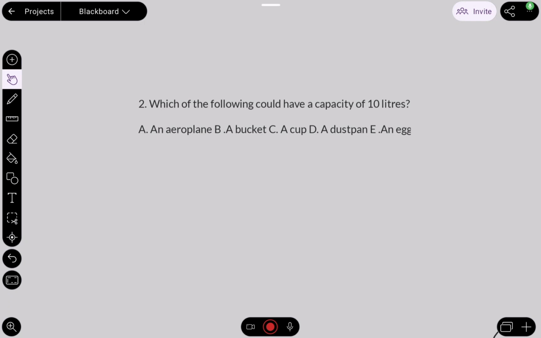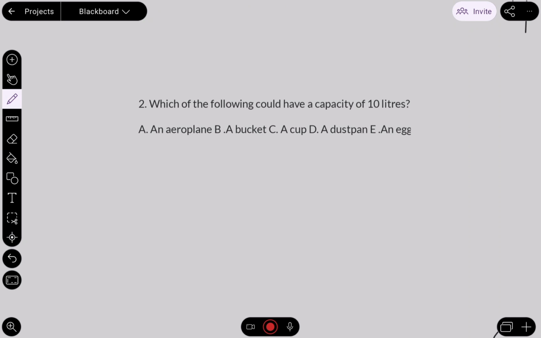Question number 2. Which of the following could have a capacity of 10 liters? I'll give you 3 seconds to pause the video and answer the question. Then we'll go through it together. This is just an estimation question, so in order to answer it, we'll need to use process of elimination.